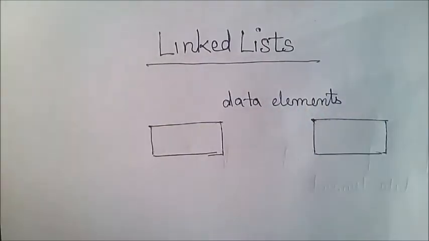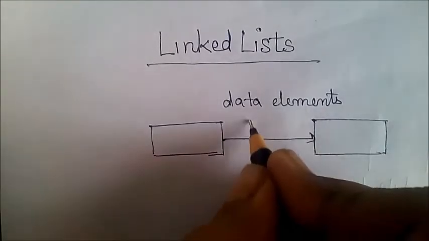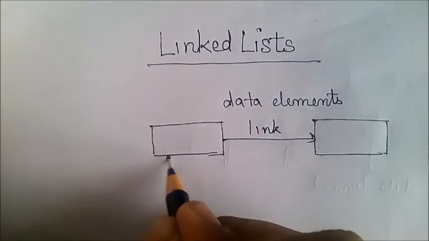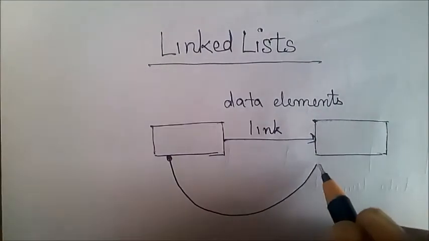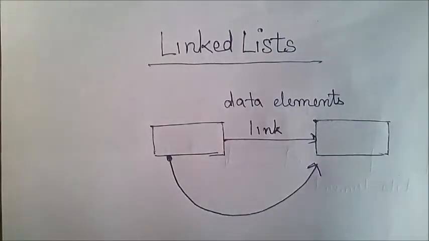In the definition, I said that there is a link between the data elements. So here is the link. It means that this data element knows the location of the next data element. This is the basic concept of a linked list.